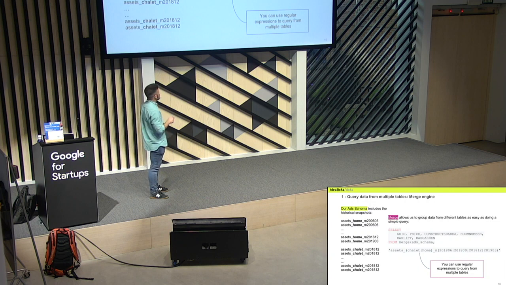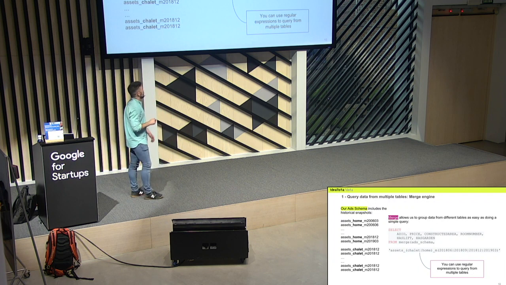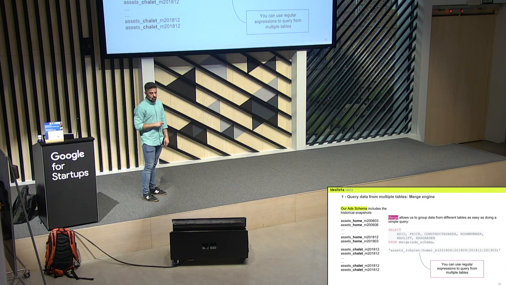The first parameter is the schema, where our tables are, and the second one is just a regular expression with the name of the tables that we want to group, okay? So in this case, we are going to group all the tables that start with the name assets and continue by chalet or home. Okay, the bar means or, and continue by all the periods that we need for our future model. Okay, as simple as that.